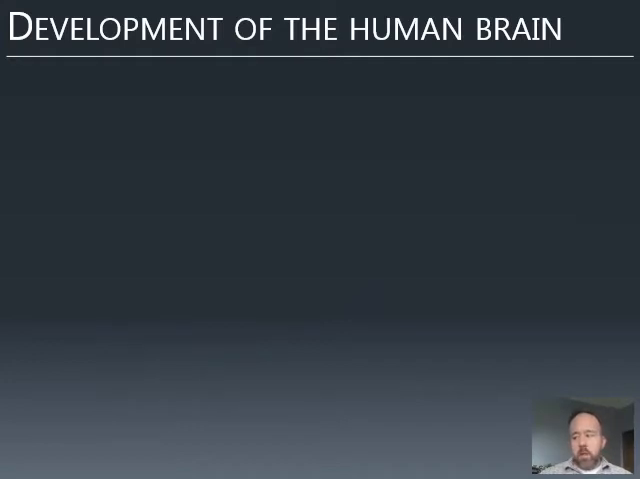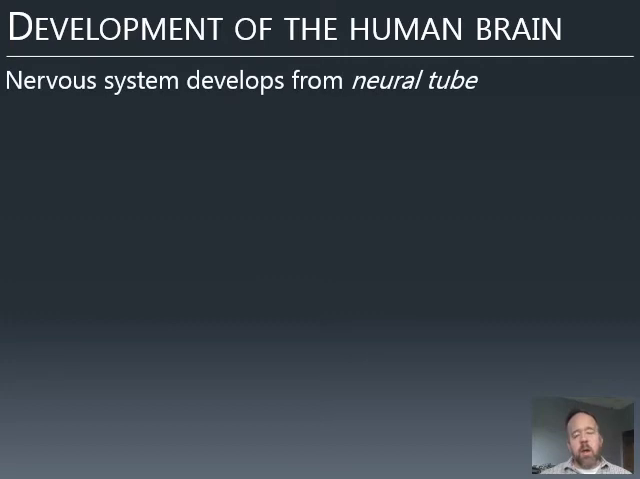So how do our brains develop within the individual? Not evolutionarily, but from conception to adulthood. And the nervous system develops from what's called a neural tube. And that is a very simple structure in early embryos.